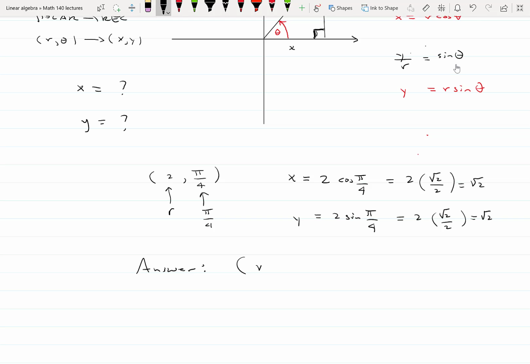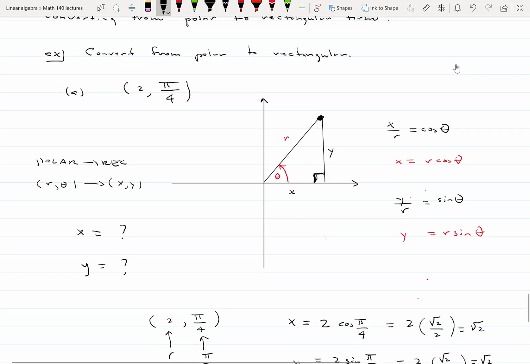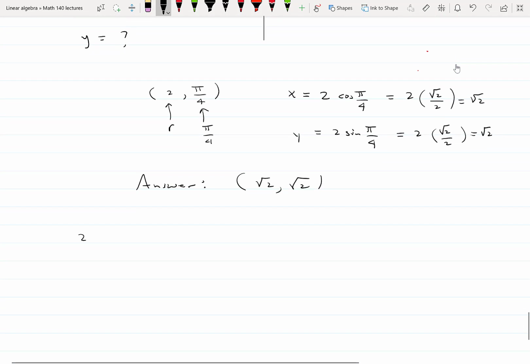is radical 2 and radical 2. The x and y values are both radical 2. It's very, very simple, the concept of converting from polar to rectangular. So, B.